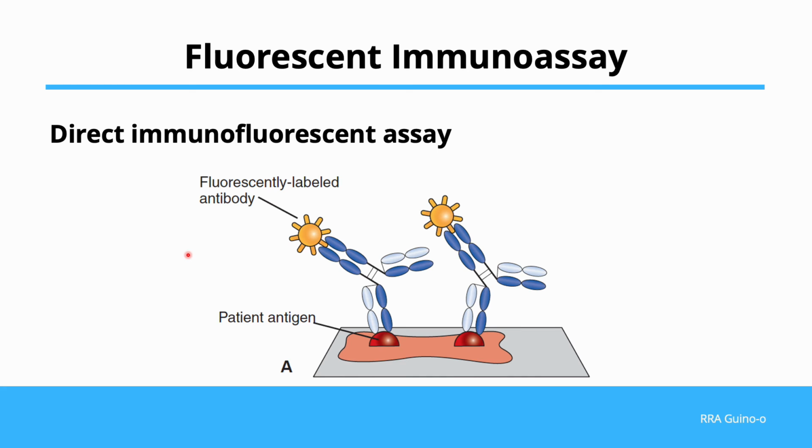In this figure, you can see an example of a direct immunofluorescent assay. Here, the patient antigens are found on tissue that is mounted on the slide. And we directly use fluorescent labeled antibodies to bind to these different antigens. In this assay, the amount of fluorescence detected is directly proportional to the presence of patient antigen on the sample.